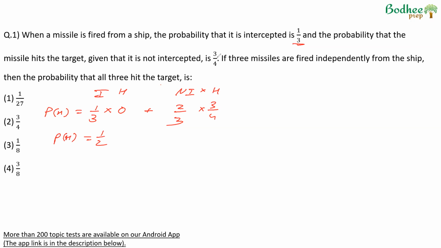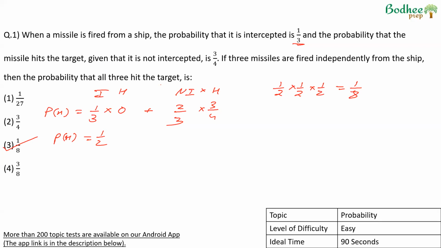If 3 missiles are fired independently from the ship, then the probability that all 3 hit the target will be: the first hits the target, probability 1 by 2, the second hits the target, probability 1 by 2, the third hits the target, probability 1 by 2. So overall probability of all 3 hitting the target would be 1 by 8. Option 3 becomes my answer. That's an easy question. All we have to do is find the probability and then independent events. So multiply. About 1.5 minutes to solve the question.